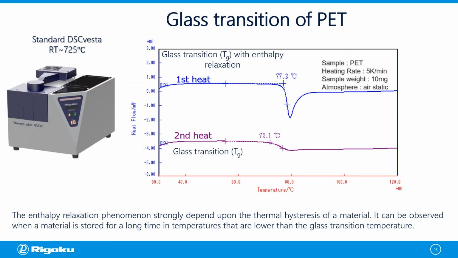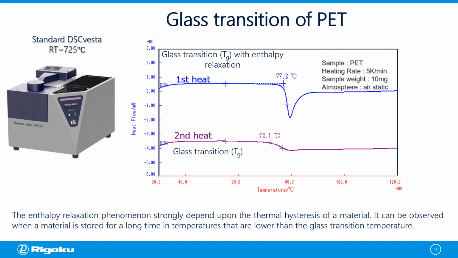Here is a glass transition of a PET material. In the first heating, we can observe a baseline shift at 77 degrees centigrade due to glass transition accompanied with an endothermic reaction. This phenomenon is called glass transition with enthalpy relaxation. This reaction is commonly found in semi-crystalline polymer materials when the material is stored for a long time in temperatures below the glass transition temperature.